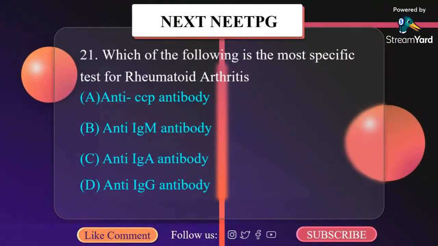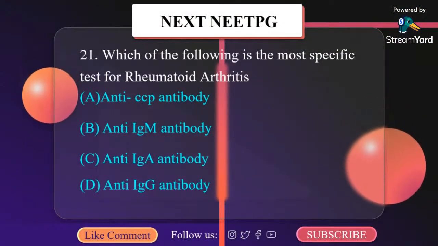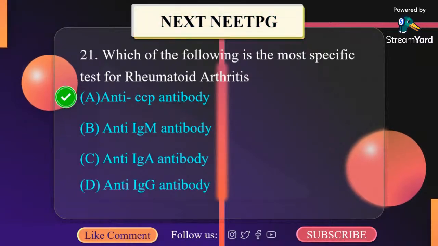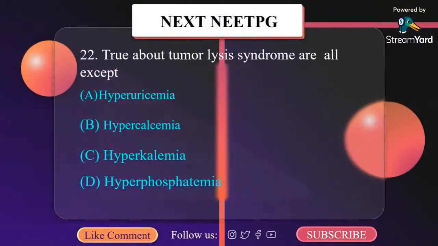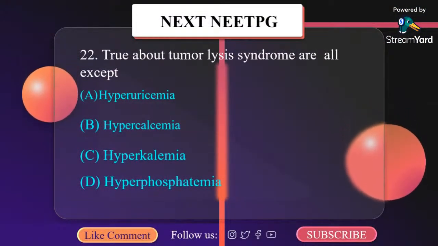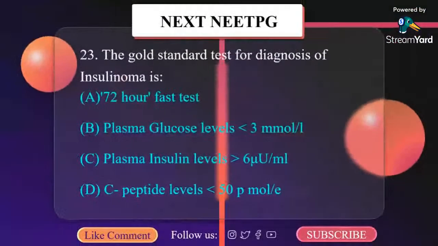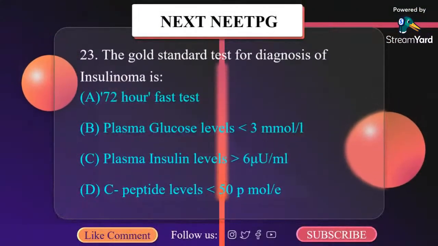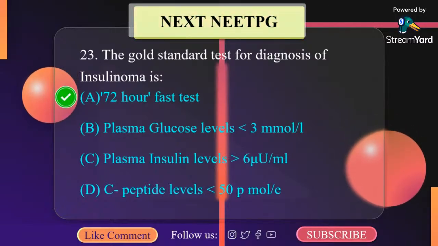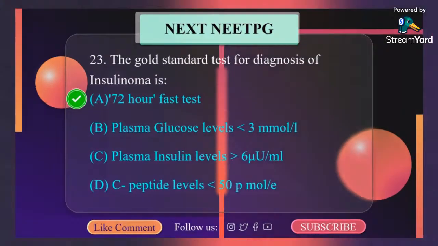Which of the following is the most specific test for rheumatoid arthritis? It is anti-CCP antibody. True about tumor lysis syndrome are all except hypercalcemia. The gold standard for diagnosis of insulinoma is plasma 72-hour fast test.